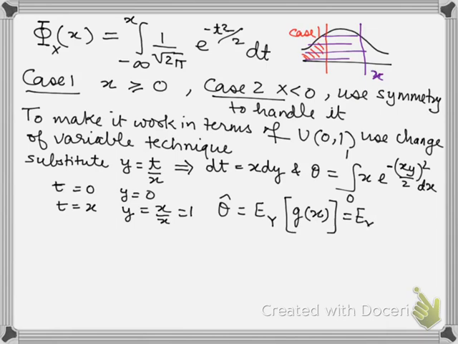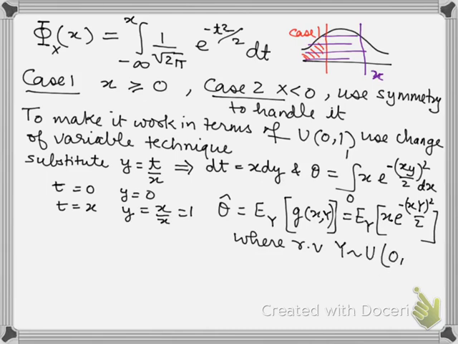which is the expected value of x e to the power minus x y square over 2, where the random variable y has uniform 0, 1.